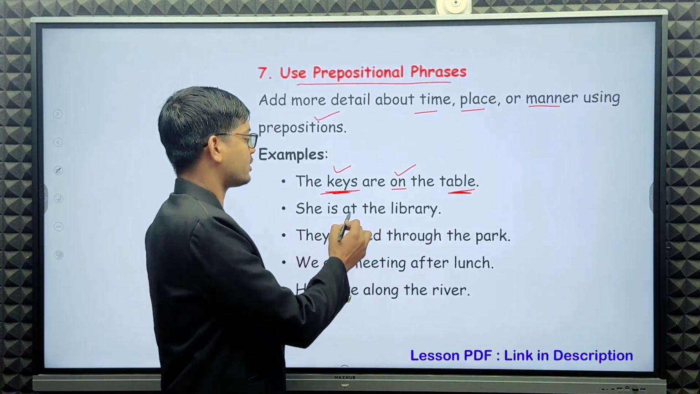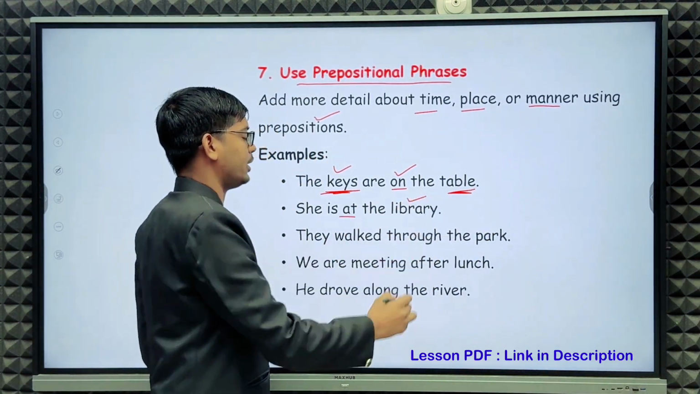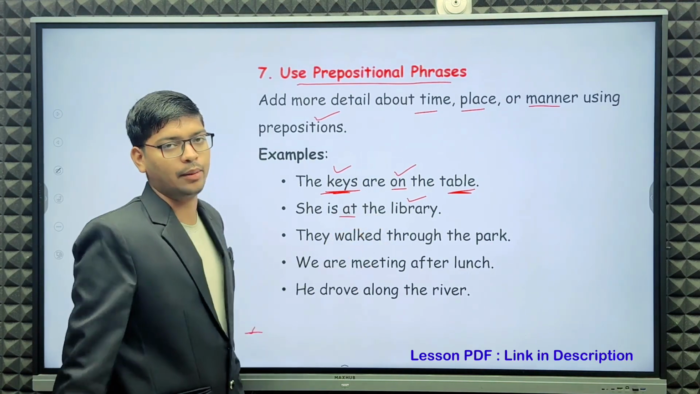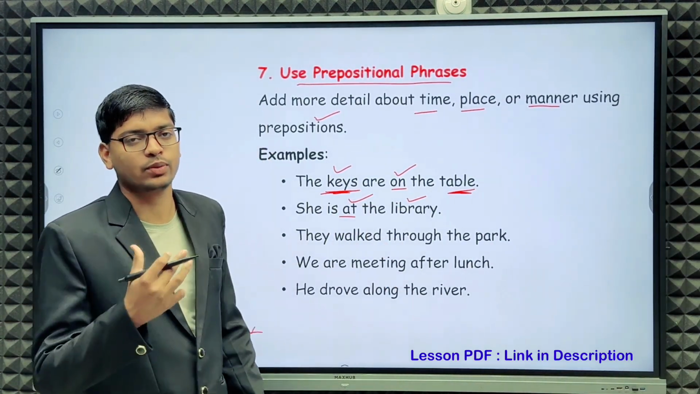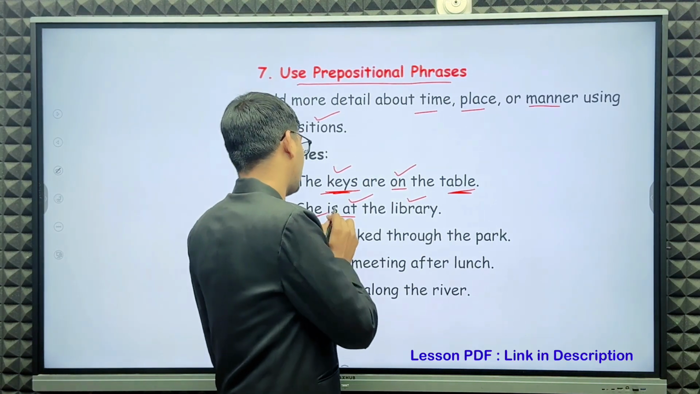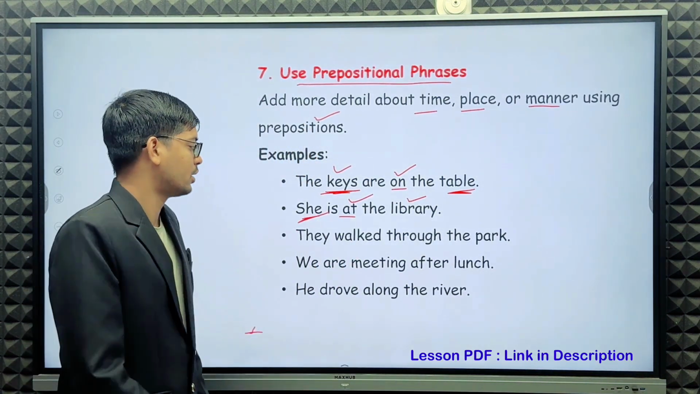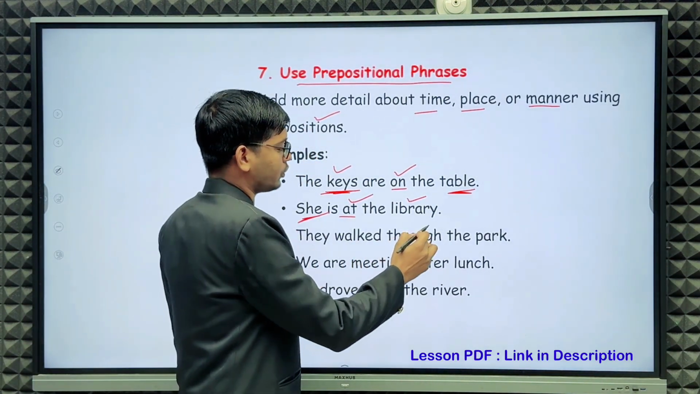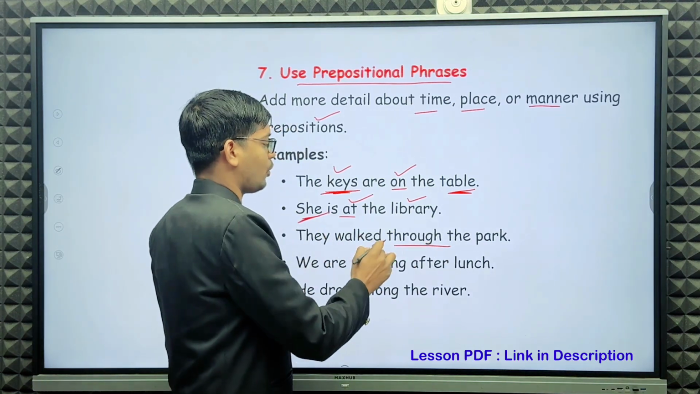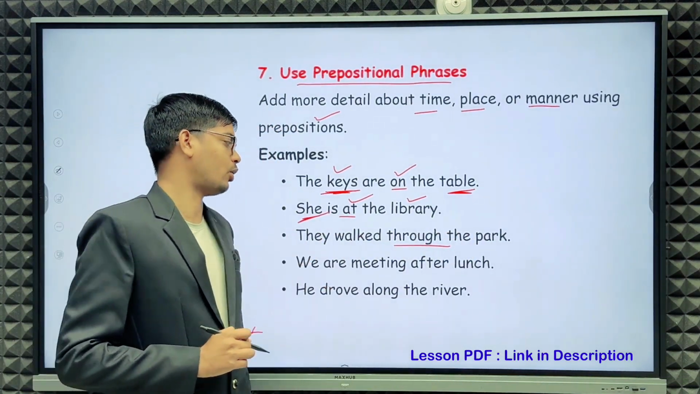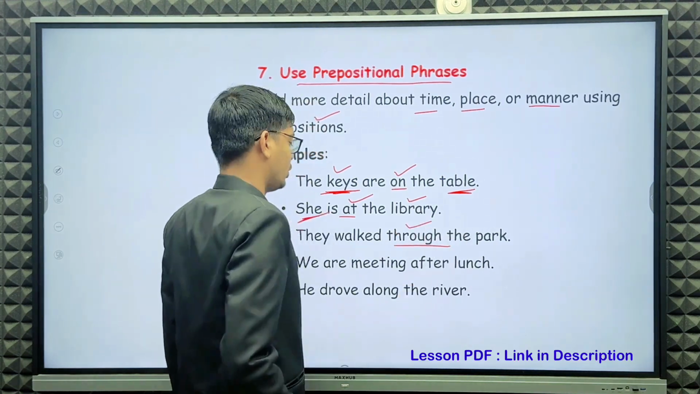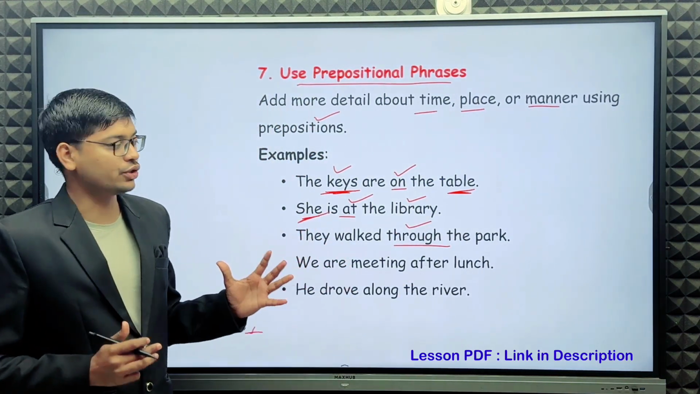Next, she is at the library. Here, at shows a specific location of her. Next, they walked through the park. Here, through is a preposition.